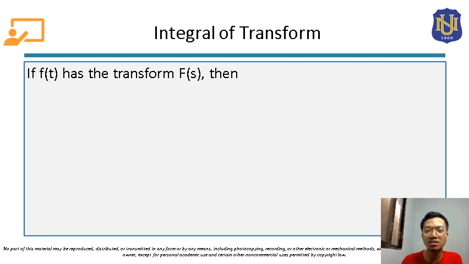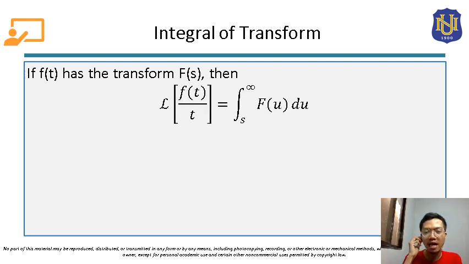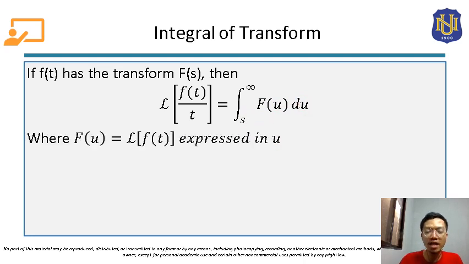So if f of t has the transform F of s, then the Laplace transform of f of t over t will just be equal to the integral of F of u du from s to infinity, wherein F of u is the Laplace transform of f of t expressed in u. To put this simply, if we have a general given f of t over t, meaning this f of t is any function, and it's divided by t, we can use this theorem.